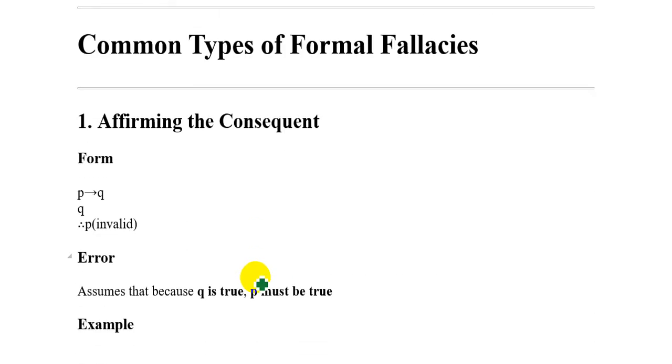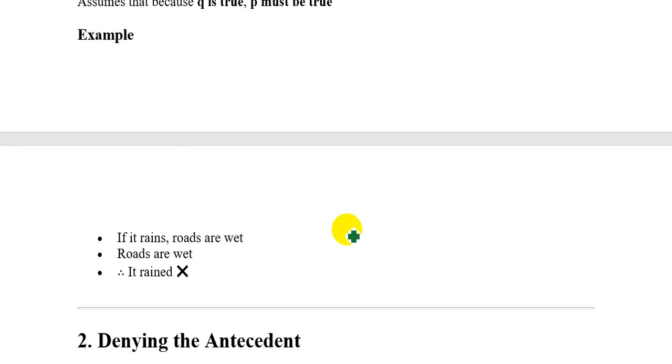Now, what are the common types of formal fallacies? One is affirming the consequent instead of affirming the antecedent. So if P then Q, now we are affirming the consequent here, that is Q, therefore P. So this is invalid. It assumes that because Q is true, P must be true. It is in fact the other way around. Example: if it rains, roads are wet. We are affirming the consequent part, roads are wet, so we conclude it rained, but roads could be wet due to multiple other reasons.